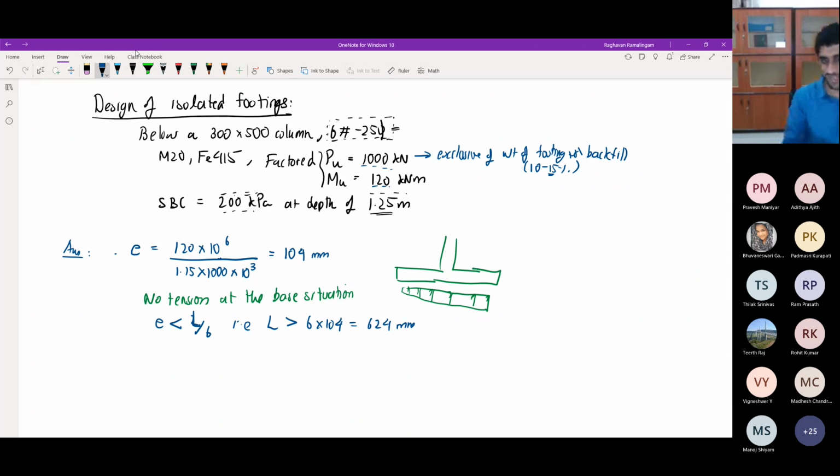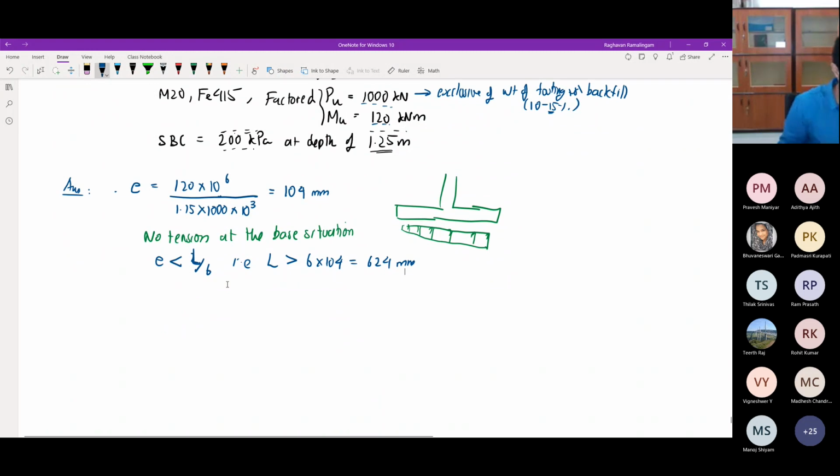It's actually a very, very small value. Nobody is going to have a footing of only 624 mm length. It's a pretty ridiculously small number. It won't even be able to take the pressure PU. Anyway, this is the condition that has to be satisfied, and now based on this I want to find out the breadth of the footing and the length of the footing that I require.